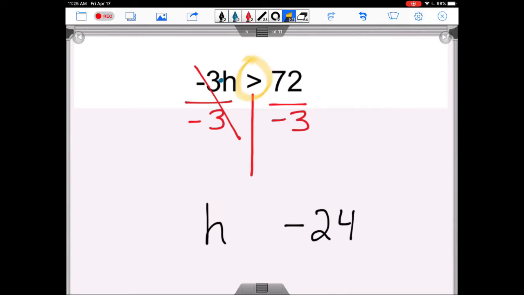Remember our inequality of greater than? Well, whenever we are multiplying or dividing by a negative coefficient, we then have to flip that inequality. So instead of being greater than, we're going to say h is less than -24. That's what makes this a true statement for an inequality. And remember, it works for multiplication and for division.